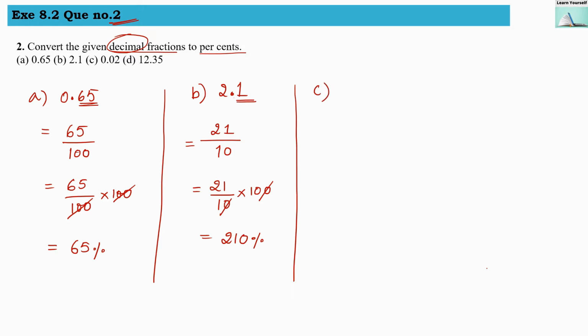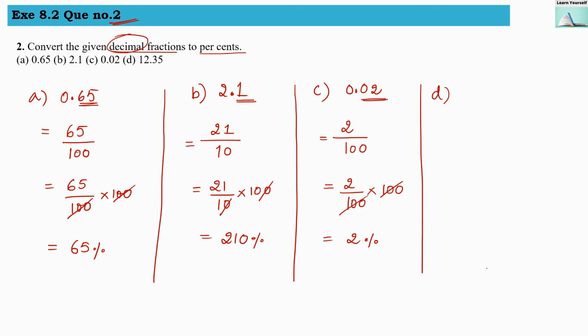C numerical 0.02. So after decimal point, two numbers are there. So in the denominator of 2, 100 will come. If you have any doubt regarding how to convert fraction into decimal and decimal into fraction, then please check out my videos based on decimal form and fraction form. Then 2 divided by 100. So this is our fraction form. Now we are converting this into percentage. So we are multiplying with 100. So this 100 will get cancelled out and we will get here 2% as answer.